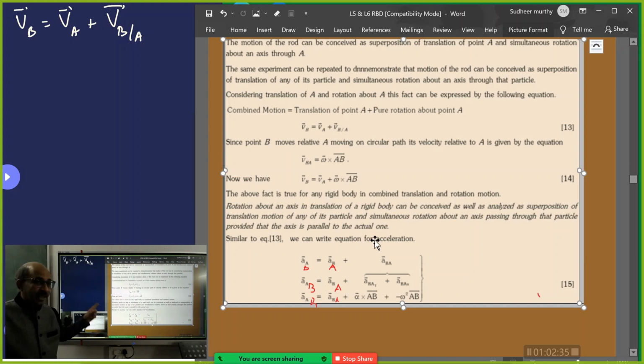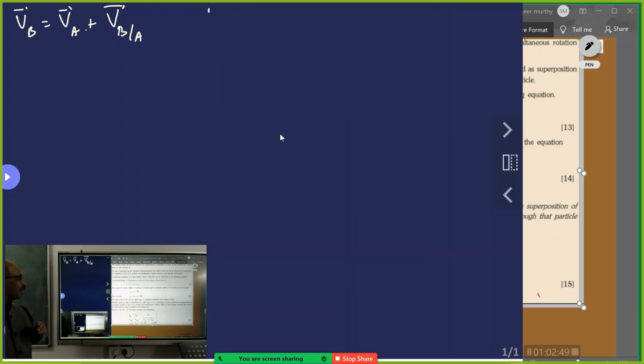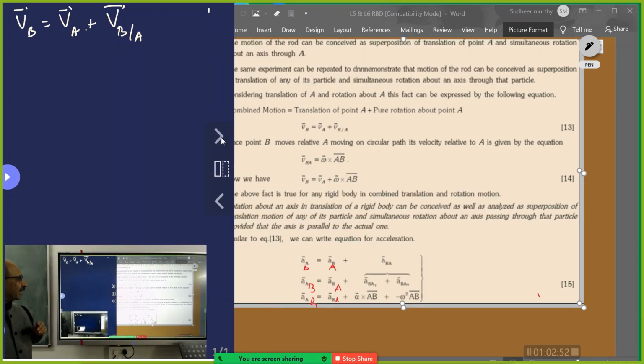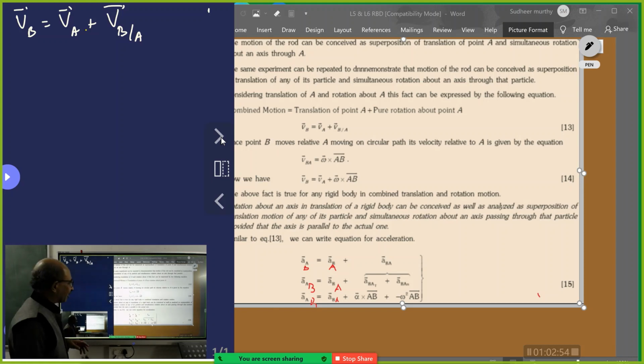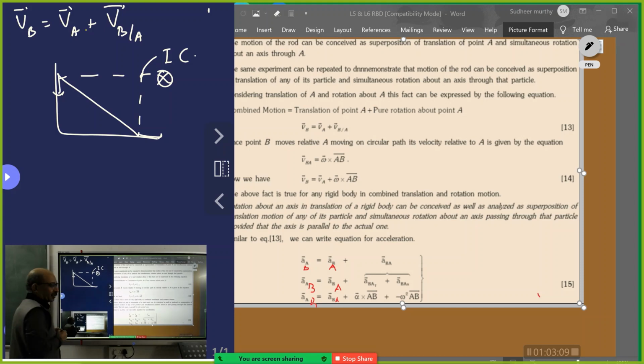Actual one means instantaneous axis of rotation. See, I told you, instantaneous axis of rotation. Where is that instantaneous axis of rotation? That is the actual rotation. This is coming down and this is going here. So this will be the instantaneous axis, and the axis is passing into this.